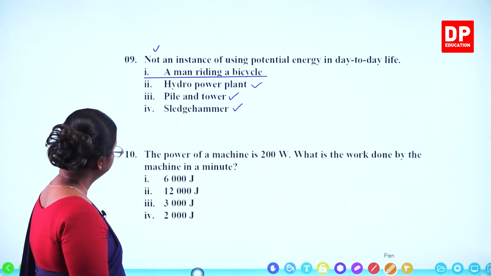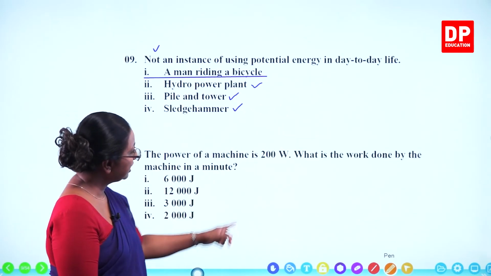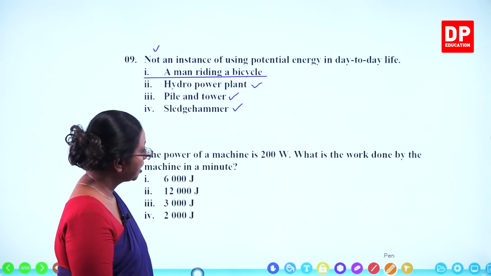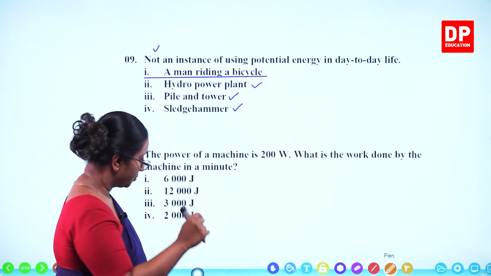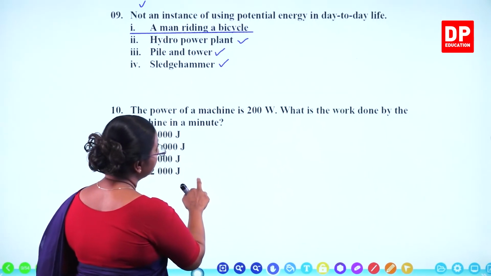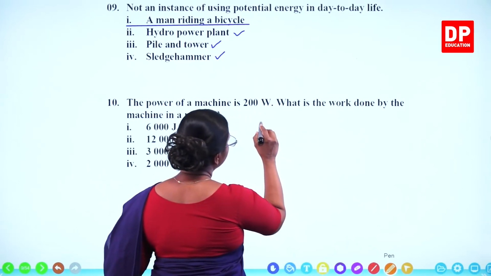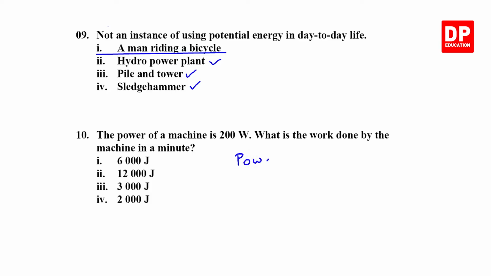Then the next one. The power of a machine is 200 watts. What is the work done by the machine in a minute? So there you can remember, students, the equation. Power equals work divided by time. So work is power into time.